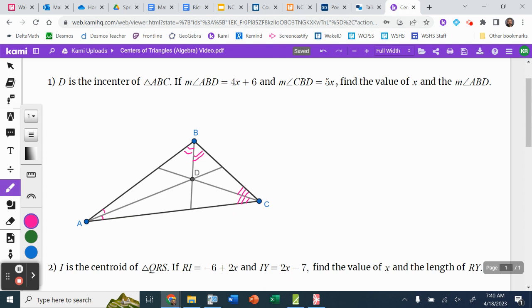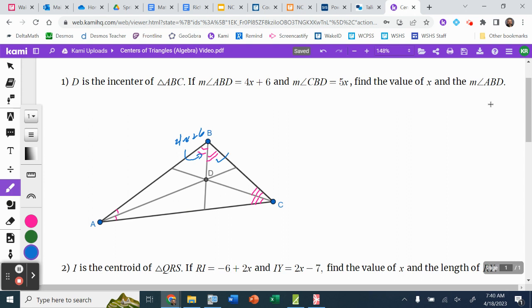All right, let's read a little bit further. If the measure of angle ABD is 4x plus 6, so we're talking this angle right in here. This is 4x plus 6. And the measure of angle CBD is 5x. So this one right here is 5x. Find the value of x and the measure of angle ABD.